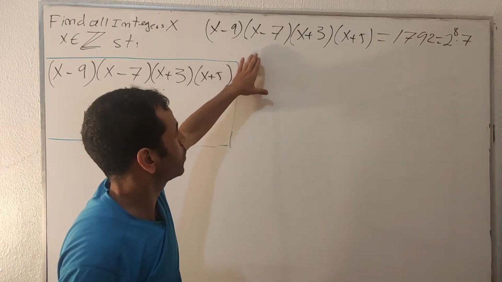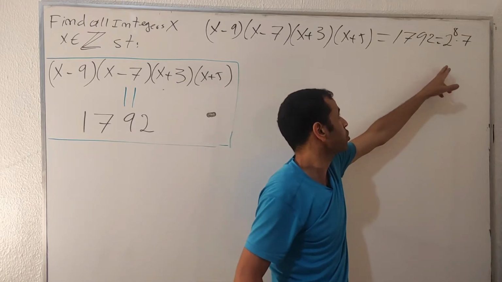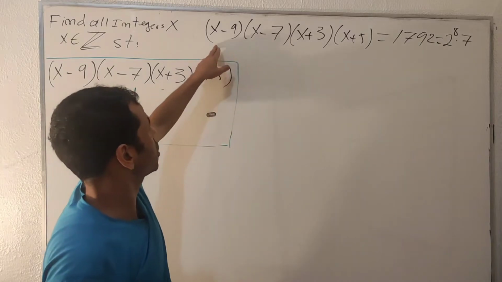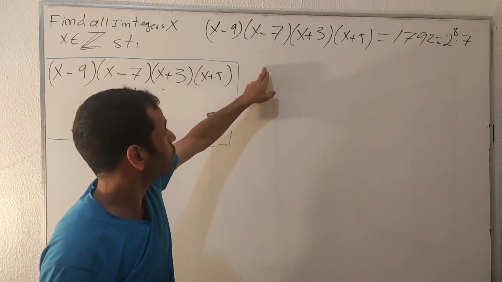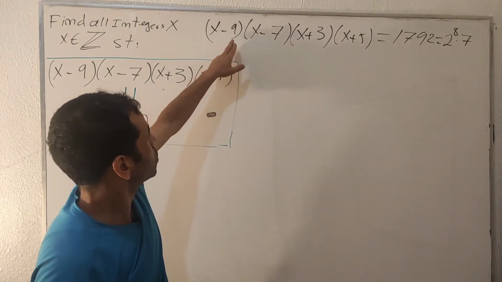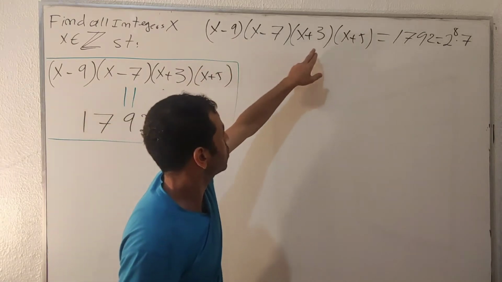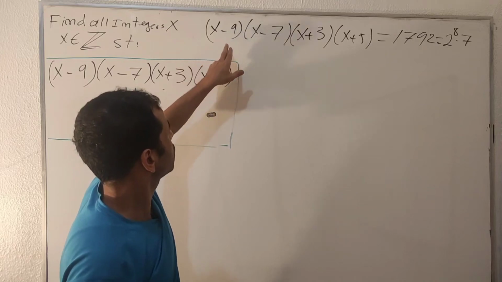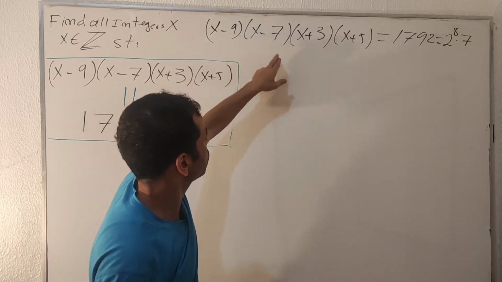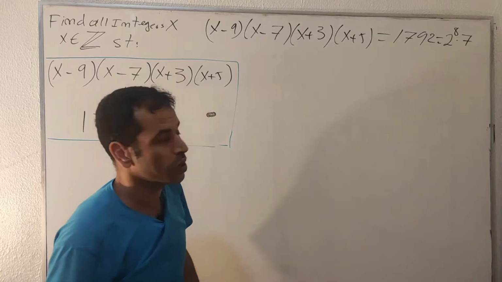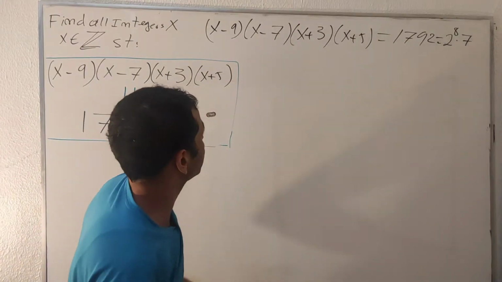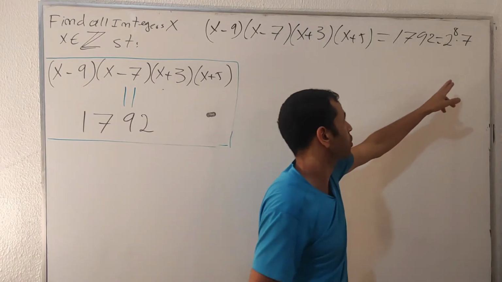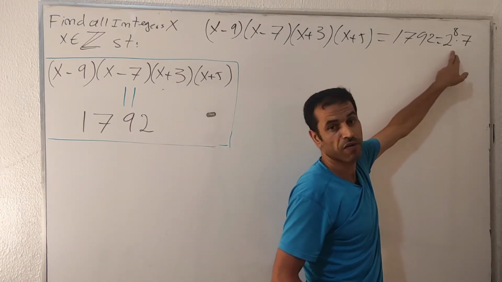We are going to check the parity. Since the right hand side of this equation is even, because it's multiplied by number 2, the entire left hand side of this equation must be even. Since 9, 7, 3 and 5 are odd numbers, this term, this term, this term and this term must be even, which means every individual term takes an even value.